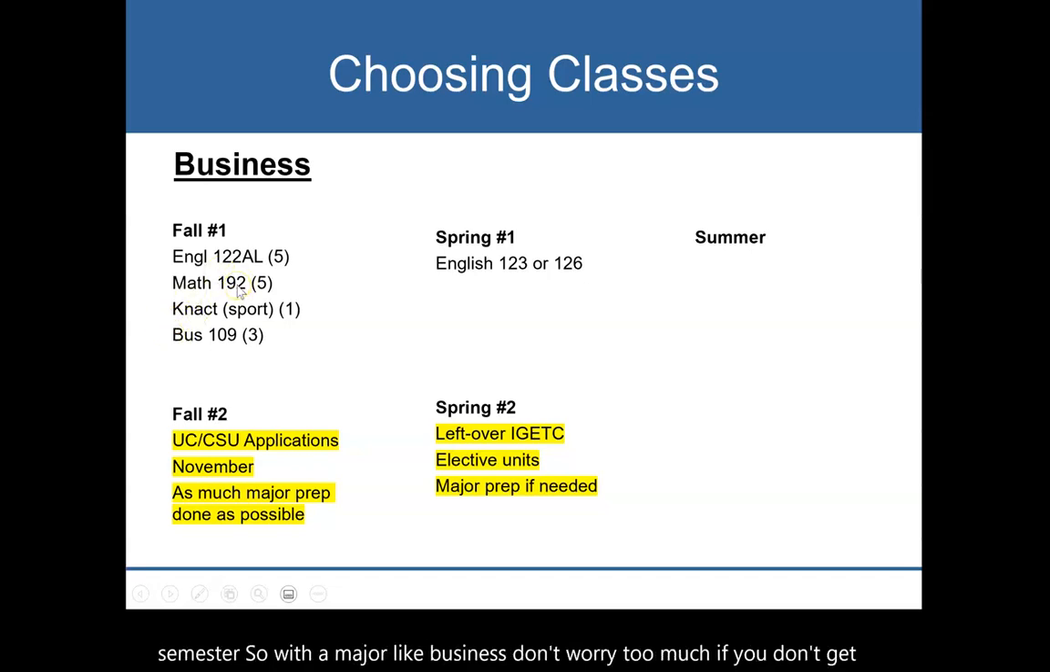Some majors, more like computer science or engineering, those ones are going to be really important to get those first semester classes that I'm going to recommend if the goal is to transfer in 2 years. But majors like business, it's pretty open, it's pretty flexible. As long as that major prep is done by the end of your final fall, you're going to be as competitive, hopefully, as the rest of the candidates.